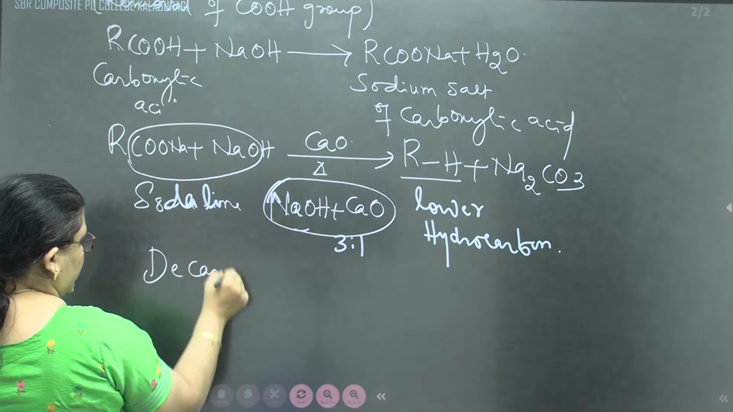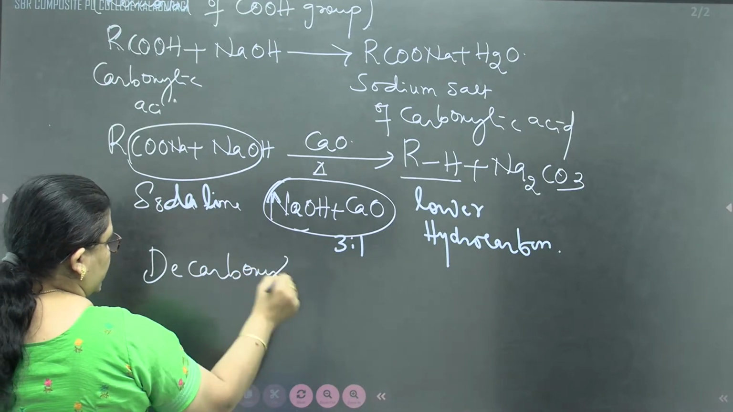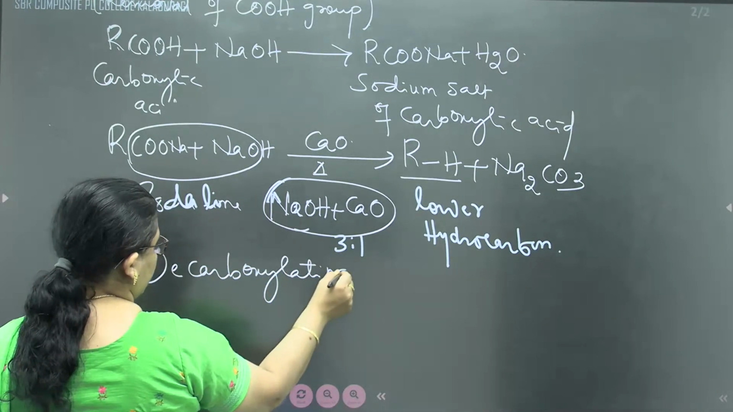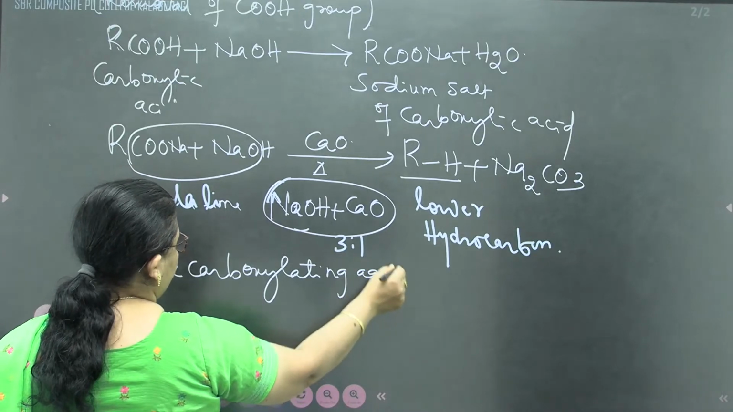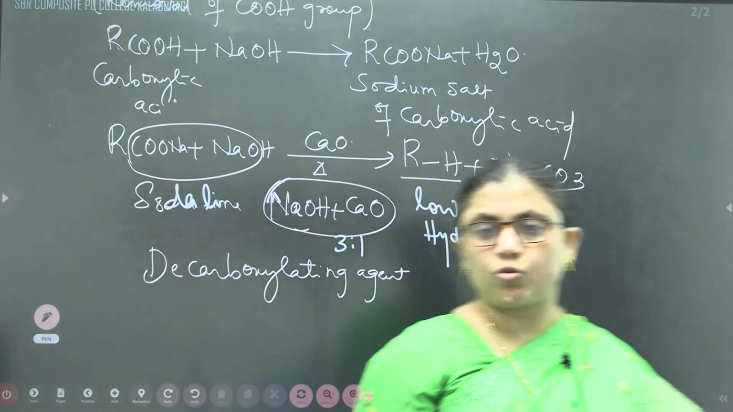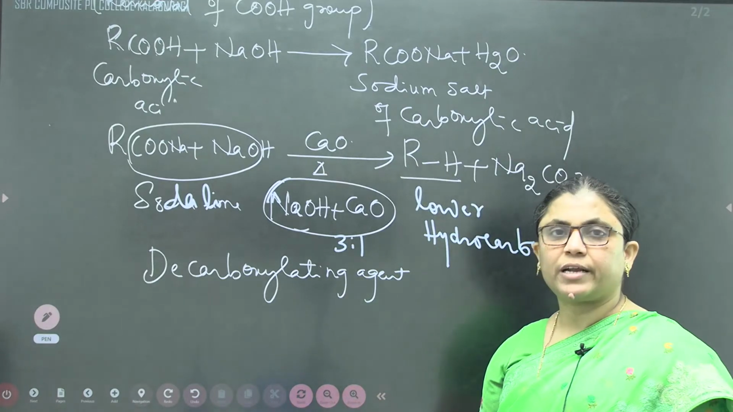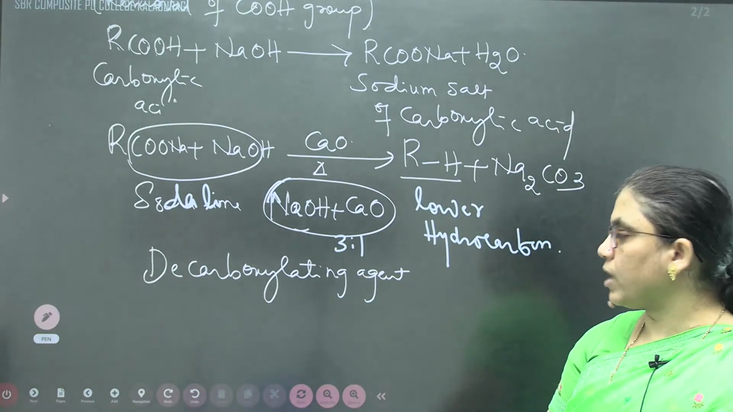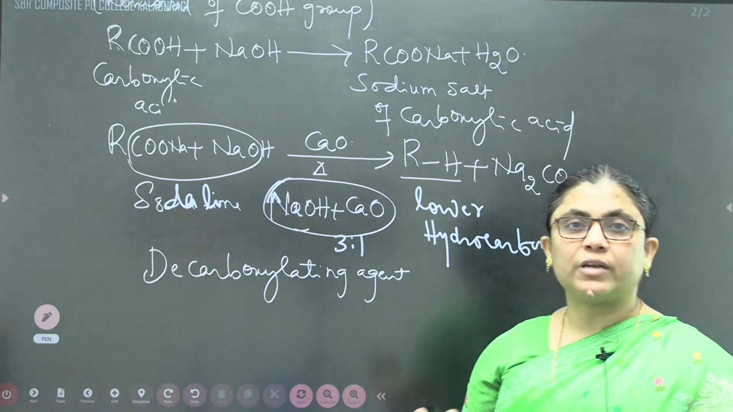Decarboxylating agent. They have asked many times in exam, in 1 mark, what is soda lime? Soda lime is the mixture of sodium hydroxide and calcium oxide. And soda lime is used as decarboxylating agent.